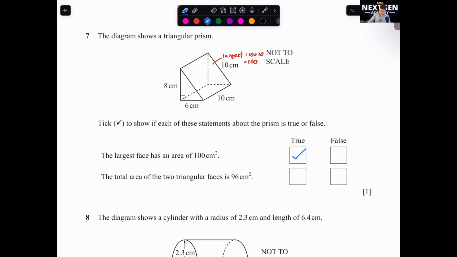The next one, the total area of the two triangular faces is 96 cm squared. Let's find out this triangular face. This is 6, this is 8. One triangular face, the area will be half times base times height. Half times 6 times 8, 24. Two of it will be 2 times 24, which is 48. So this is false. The answer should be 48.